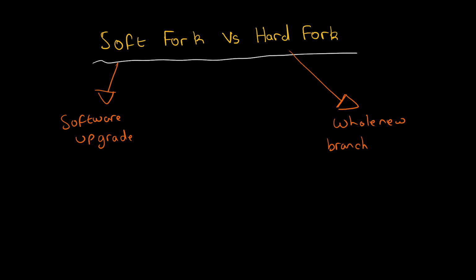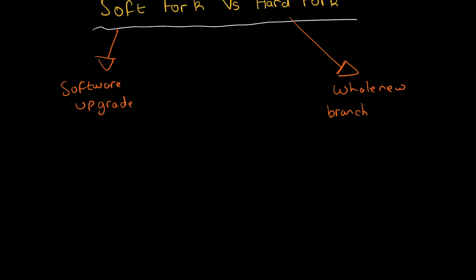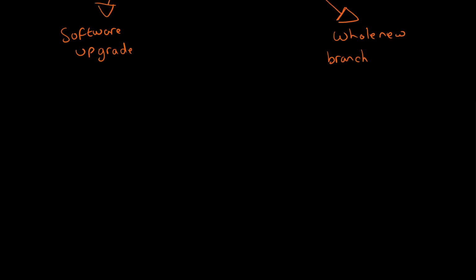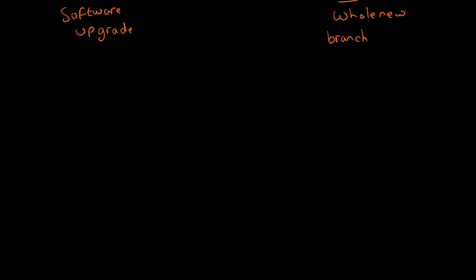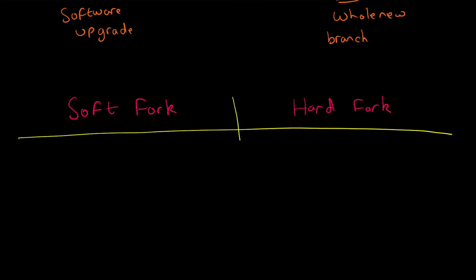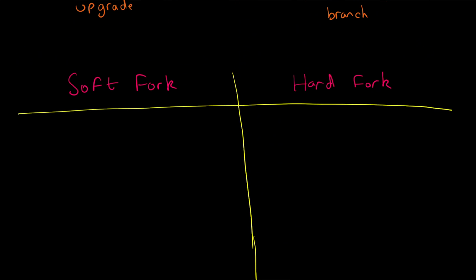So let's just cover some more of the differences in depth essentially. So let me draw a grid here. Soft fork and hard fork. Let me extend this down quite a bit. Hopefully that should be enough.